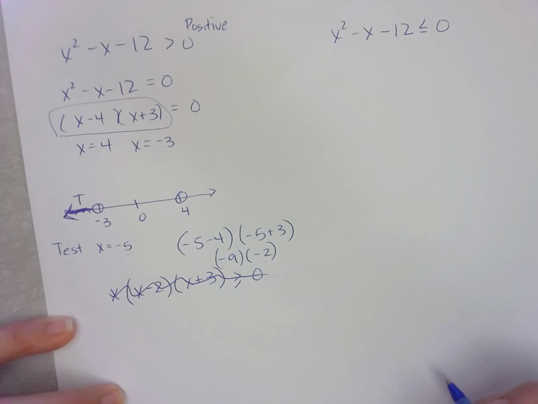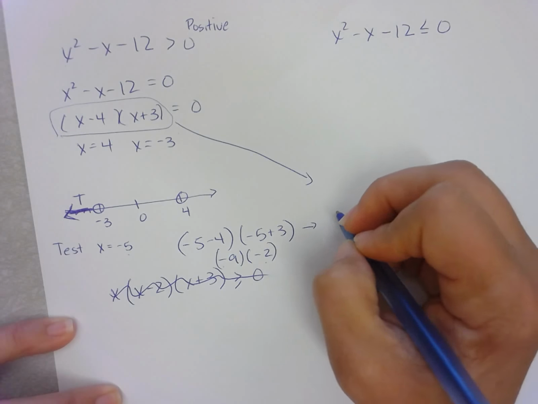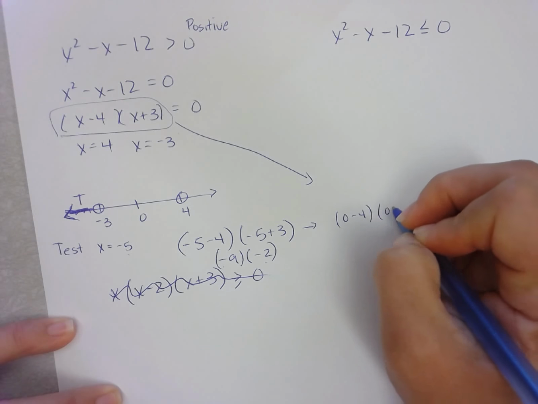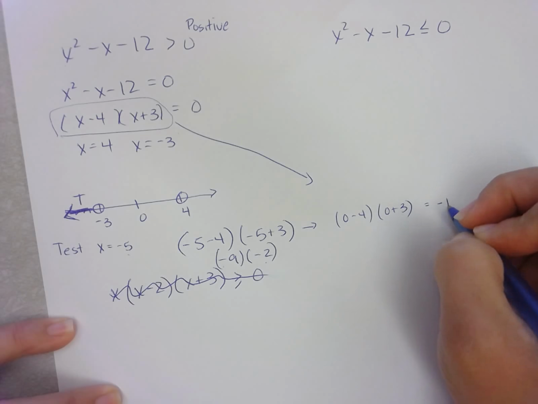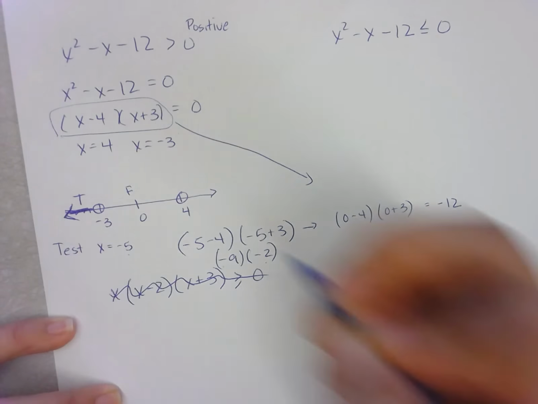All right, so if I plug in 0 into my factors, that's what I'm doing here. I have 0 minus 4 times 0 plus 3. This is going to give me negative 12, which is not positive, so this is not part of my solution up here.